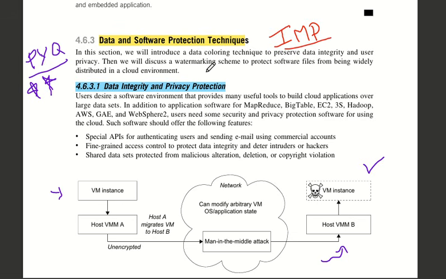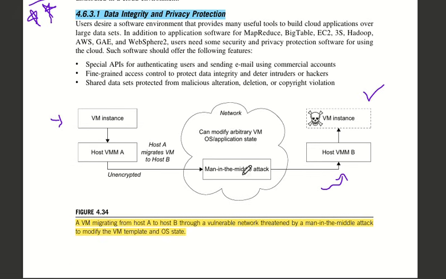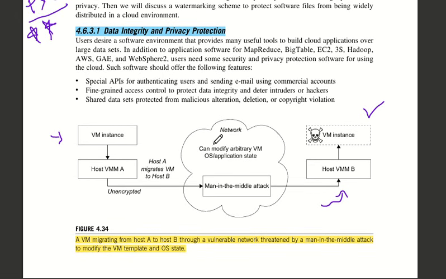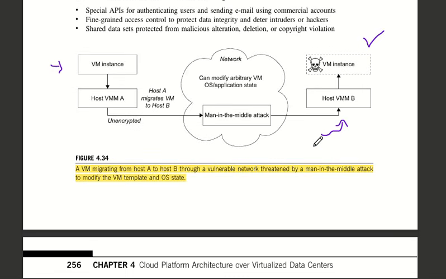And again, the next topic is data and software protection techniques. It is also very important. Here a few techniques are there. The first one is data integrity and privacy protection: how the data is integrity-protected. Here the diagram goes from host A to host B, showing how integrity and privacy protection work. Practice this diagram and you will understand.